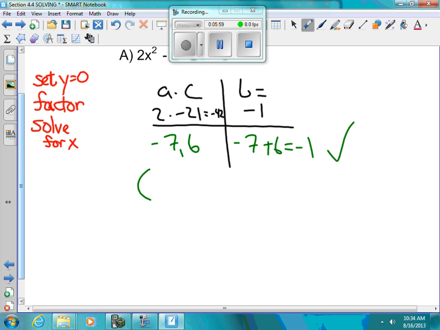Our variable is x this time, so x minus 7 times x plus 6. And we set these equal to 0 when we solve, right? Why is that not right? Well, in order for us to set the factors equal to 0, it has to be factored properly. X times x is not 2x squared. I can tell that right off the bat. So what are we missing here?